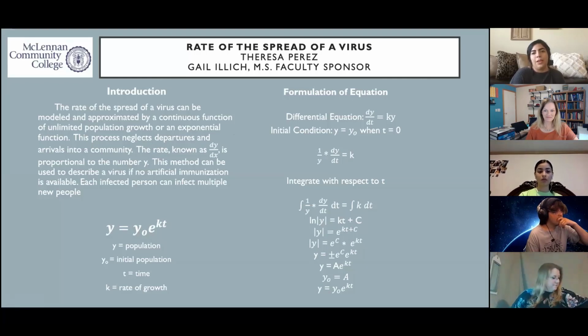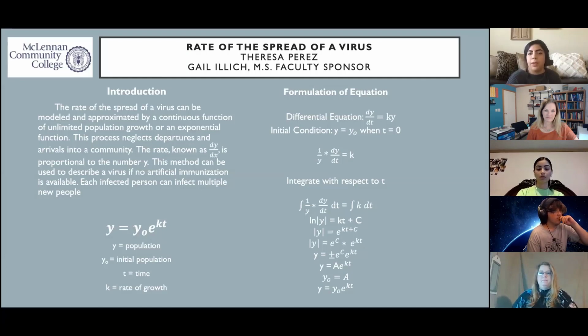So you can derive this equation by setting dy/dt equal to ky, and k is just your rate constant. You can multiply the y over to the left side of the equation and then integrate both sides of the equation with respect to t. We learned earlier this year that the integral of 1 over y is the natural log of y. And then, of course, you add your c to the end like we do in every integration.